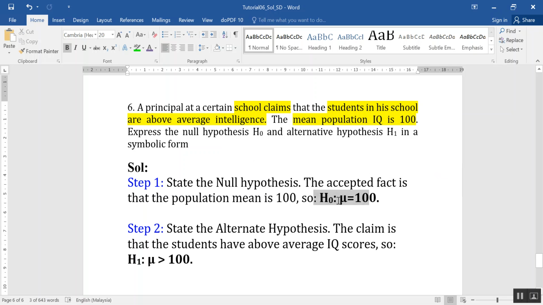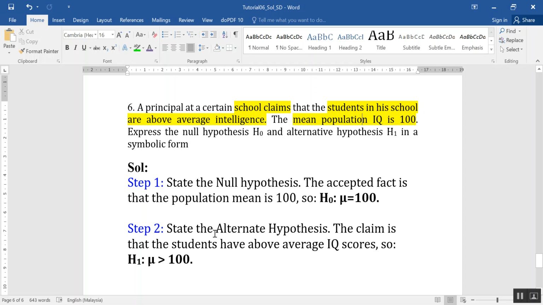I have explained in class that sometimes you can do it in symbolic form like this, or you can also write in words, right? That means there is a relationship between this variable and the other variable. So that is in word form. For example, in this case, the claim is the students' intelligence is above average. But the mean is something that is commonly accepted currently. So what is commonly accepted currently is the population IQ is 100. So here the null hypothesis is mu, which is the mean, equals 100.